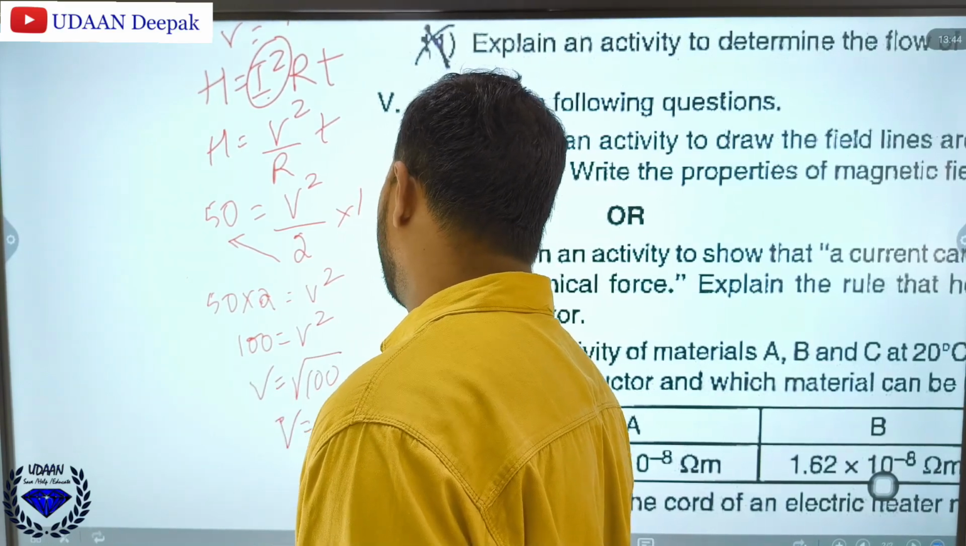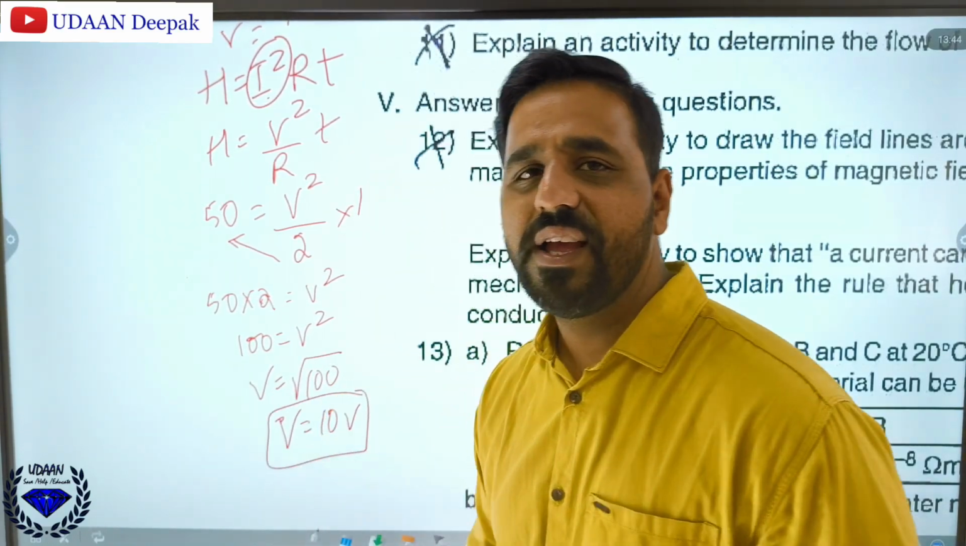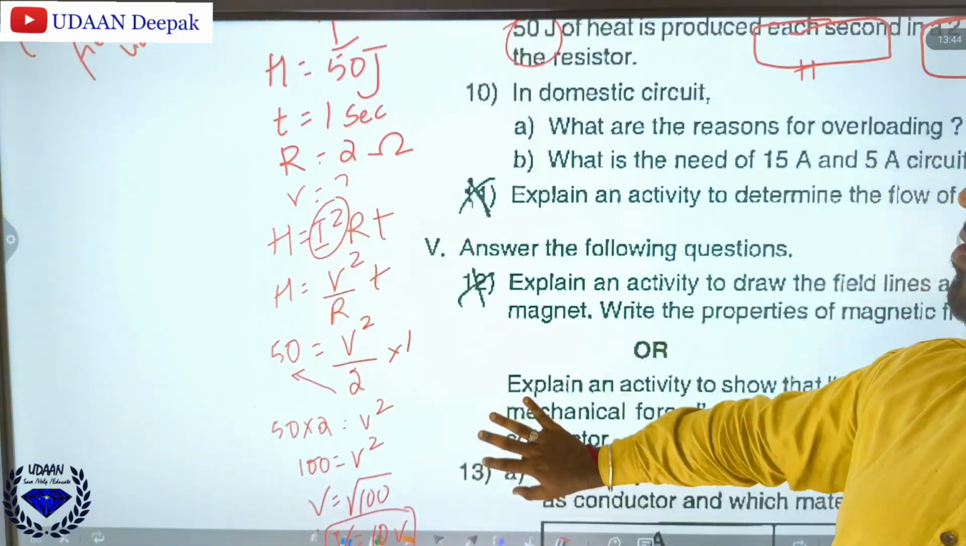So V is equal to 10 volt. So this is the simple answer. In one step we will find this. I hope you got this.